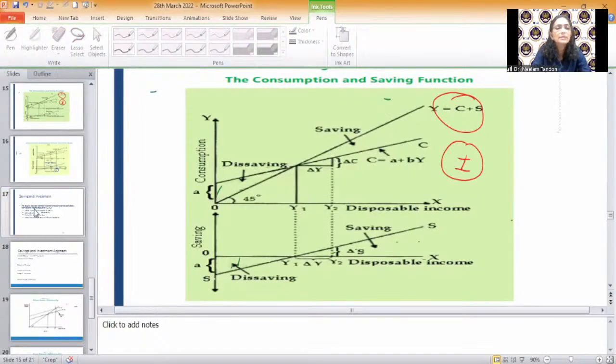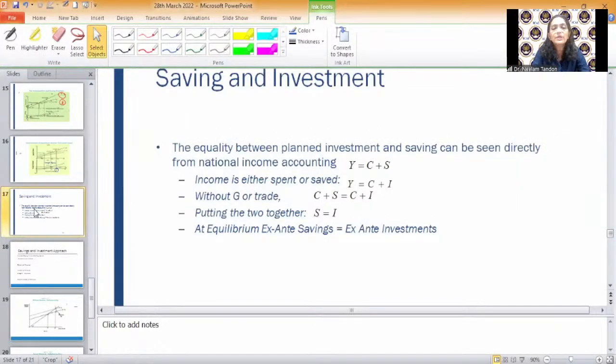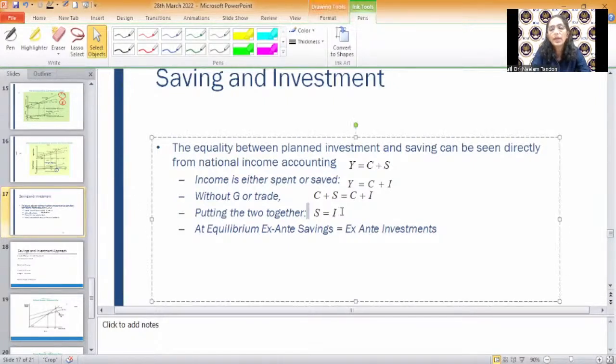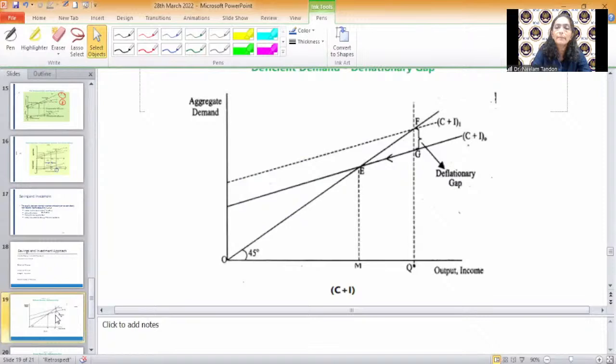So savings and investments, I hope is clear. What we have shared is that savings and investments will always be equal at the equilibrium level. At equilibrium, ex-ante savings, ex-ante means intended savings, will be equal to intended investments. So what you plan to invest as a corporate and what I want to save as a household is at par. That is known as equilibrium. So savings should be equal to investments at the point of equilibrium.